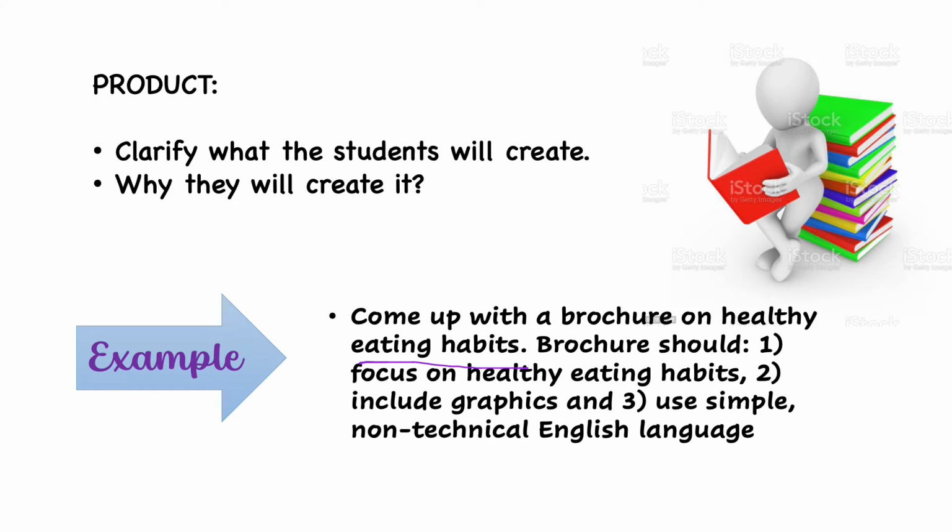Now, you should be very specific in what type of brochure they are making. So you identify here that the brochure should, number 1, focus on healthy eating habits. Number 2, include graphics, of course, because it is a brochure. Right? A brochure really has pictures. It has graphics. And then, of course, number 3, use simple and non-technical English language.